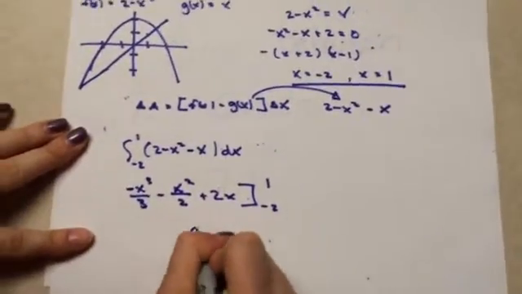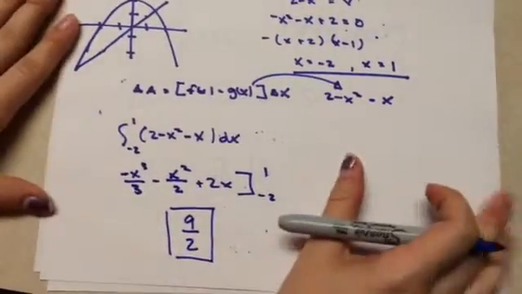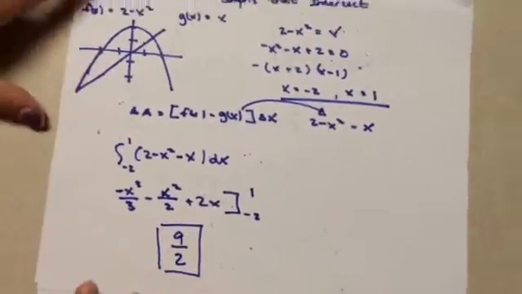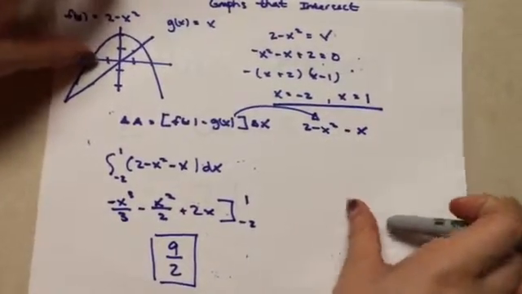Plug all of this in, and after doing that algebra, you should get 9/2. So it's a little bit more work than when they give you the region that it's bounded by, but all you have to do is set the two graphs equal to each other, and you should be able to get your answer from that.